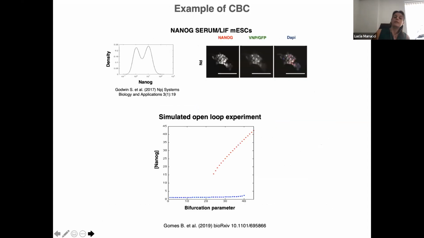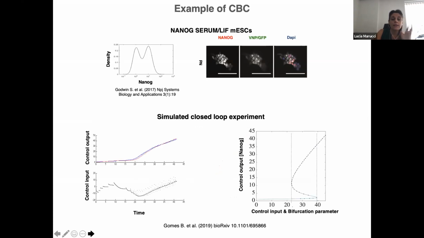We didn't do experiments yet, but we are testing this at the moment in silico. So again, using the model I showed you before about Nanog, what we did was to simulate the system in open loop first. And as you can guess, even if the system is bistable, if you simulate it in open loop, you can't observe the unstable solution. So observing your output Nanog while changing the bifurcation parameter, which in this case is also the control input, they are supposed to be the same, you could observe just the two stable solutions.